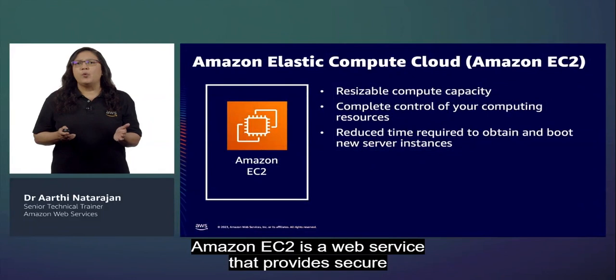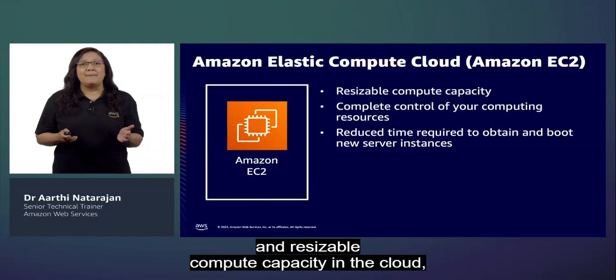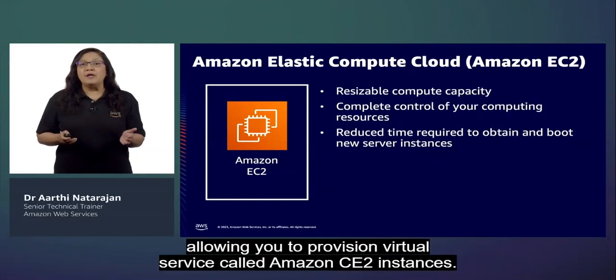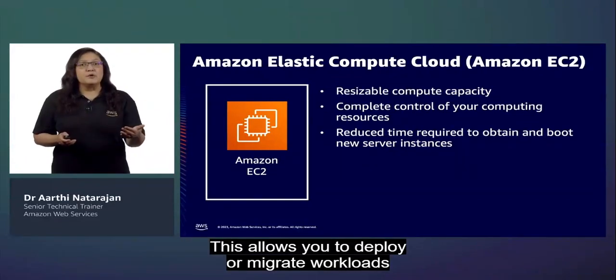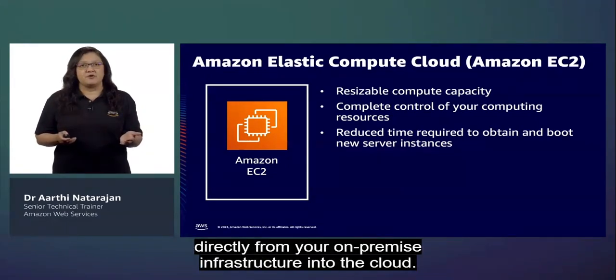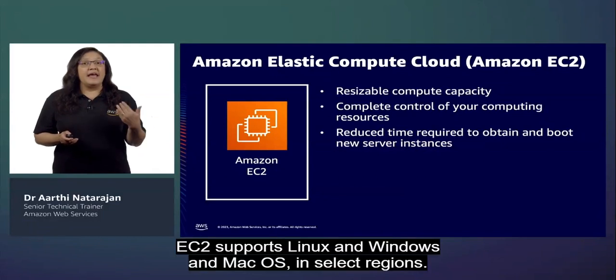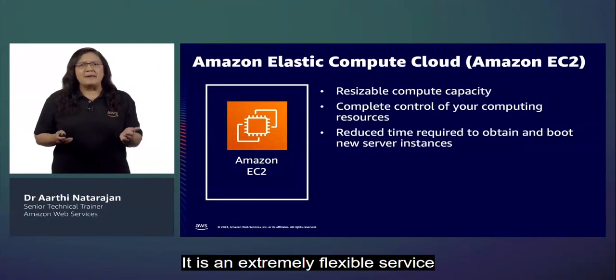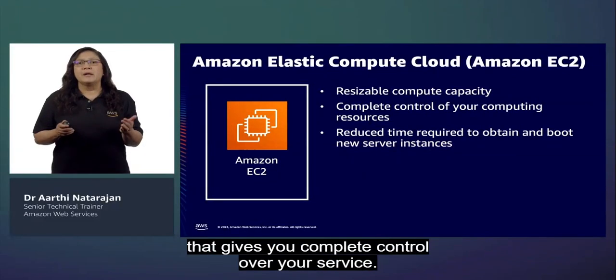Amazon EC2 is a web service that provides secure and resizable compute capacity in the cloud, allowing you to provision virtual servers called Amazon EC2 instances. This allows you to deploy or migrate workloads directly from your on-premise infrastructure into the cloud. EC2 supports Linux and Windows and Mac OS in select regions. It is an extremely flexible service that gives you complete control over your service.